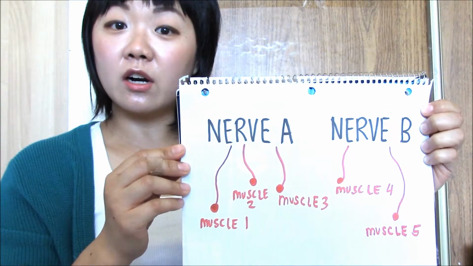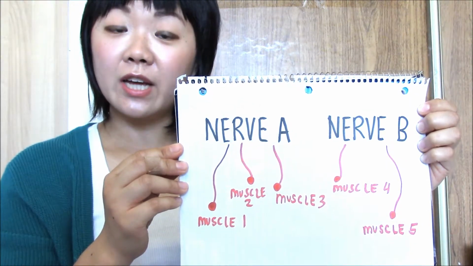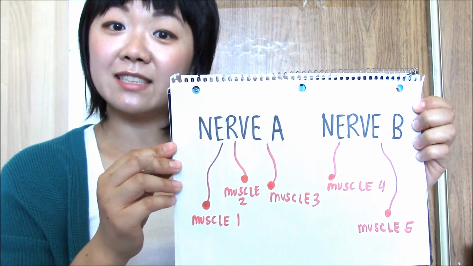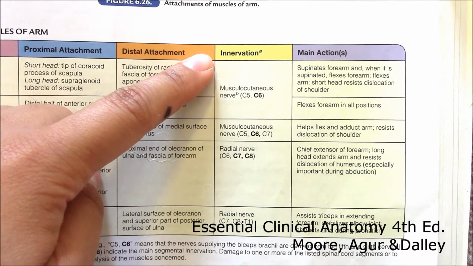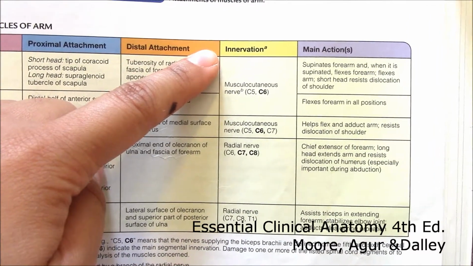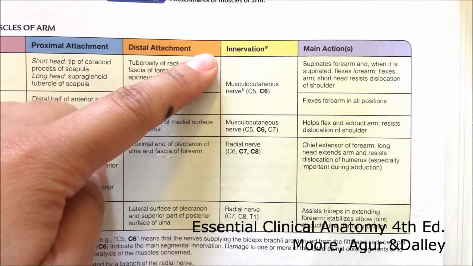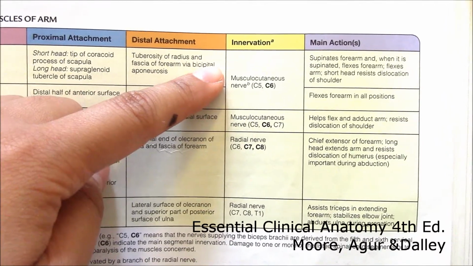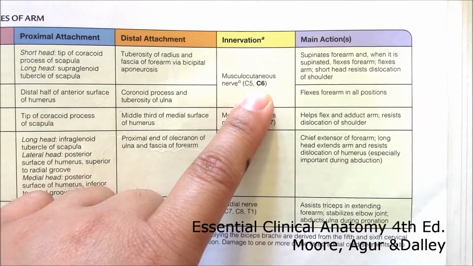So there are many nerves in the body. Each nerve is in charge of a group of muscles, and in turn, each muscle is controlled by a certain nerve. So what we would say is that muscle is innervated by that nerve. So in your textbook, there will be a column that says innervation, and under that would be the innervation for that muscle. In the case of the biceps, it would be the musculocutaneous nerve. You'll also notice there are these two letters next to it, C5 and C6 in brackets.